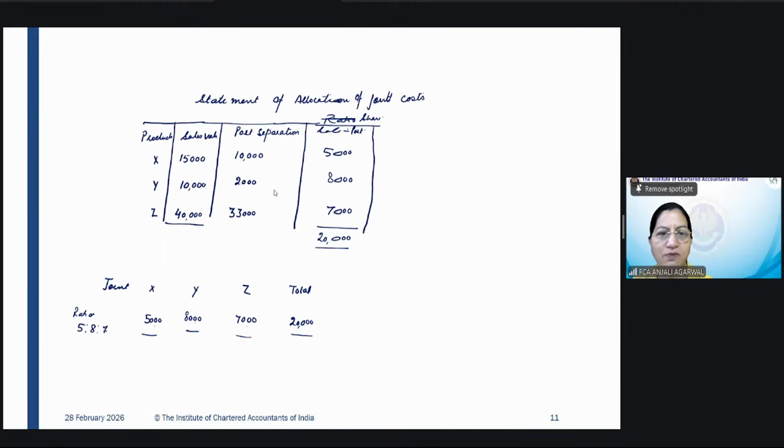So in this question, no profit element, no selling and distribution is given. So we simply subtracted the post separation cost from the sales value and we found out the proper share in joint cost, which came out to be by chance 20,000. So there's no need to say ratio. You can simply say share in joint cost 5,000, 8,000, and 7,000.